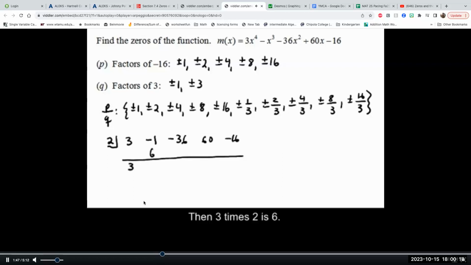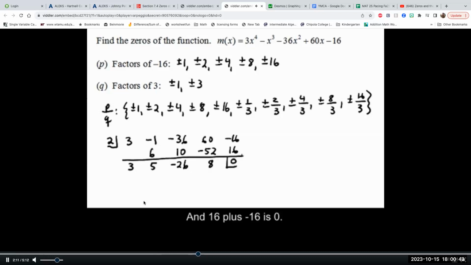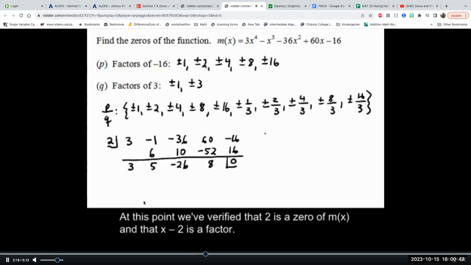Then 3 times 2 is 6. Adding this to -1, we get 5. Then 5 times 2 is 10. Added to -36 is -26. And 2 times -26 is -52. Added to 60 is 8. And 8 times 2 is 16. And 16 plus -16 is 0. At this point, we've verified that 2 is a 0 of m of x, and that x minus 2 is a factor.